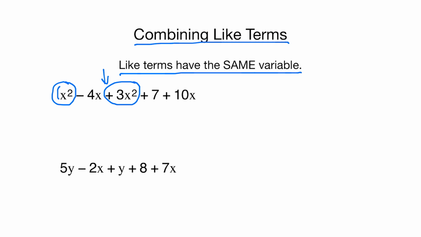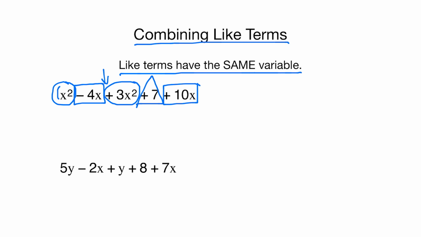So now I want to put a box around the x terms. We have a negative 4x right here. And let's look for another x term. We have positive 10x right here. Okay, that's the end of the x's. And now I'm going to put a triangle around the constants. Constants are terms that do not have a variable. So this is a constant, plus 7, right here.